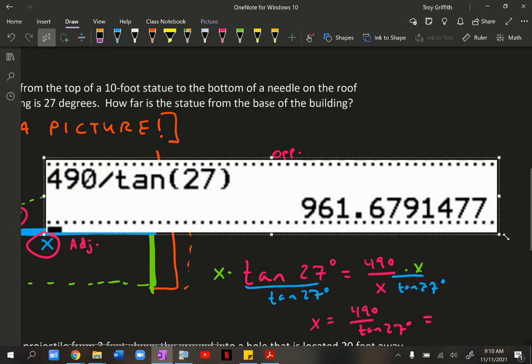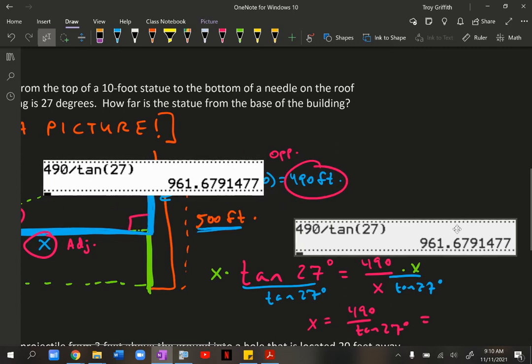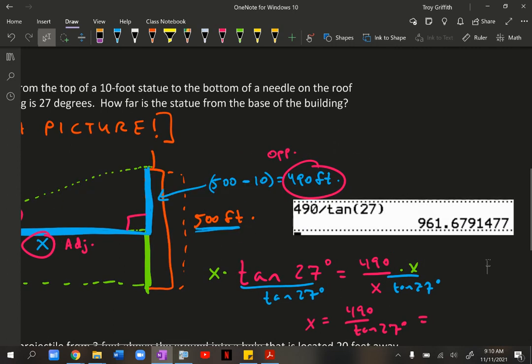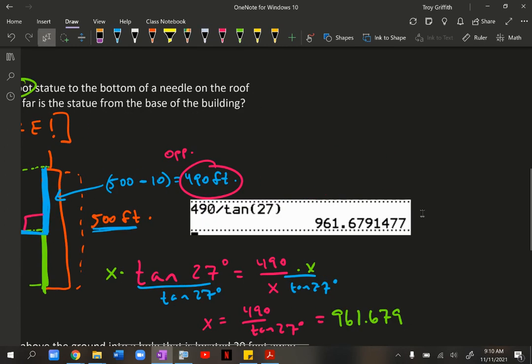961.679. The only other thing that we're going to want to do here is, this is a word problem, so we need some units. 961.679, and what would our units be for this? Well, this is a distance, and in this problem we were using a unit of feet. So I'll go ahead and label this 961.679 feet. So there's my distance from the statue to the base of the building.